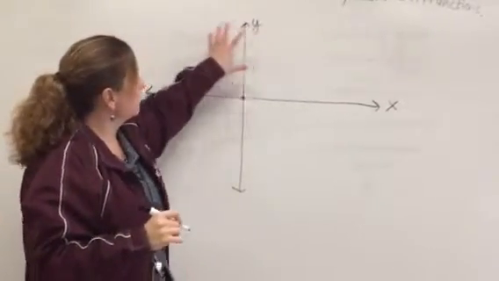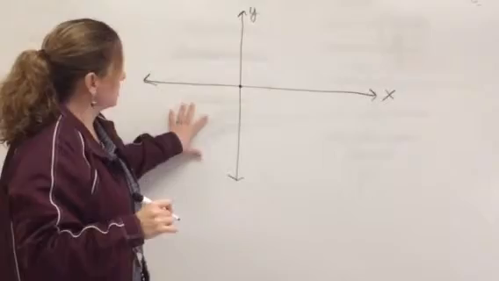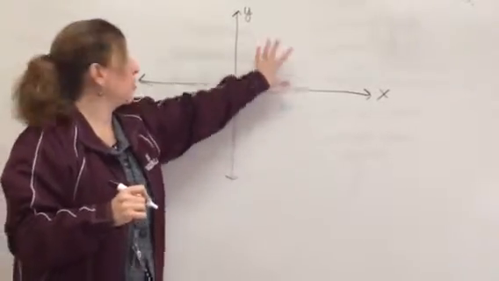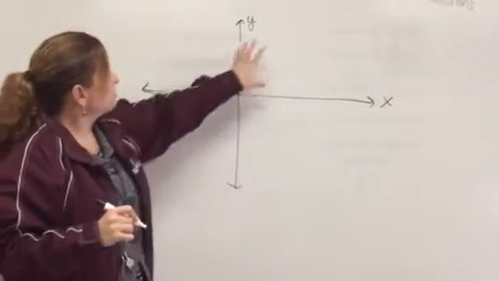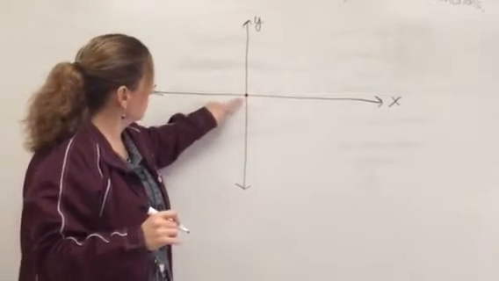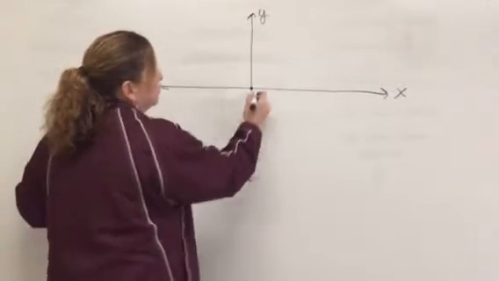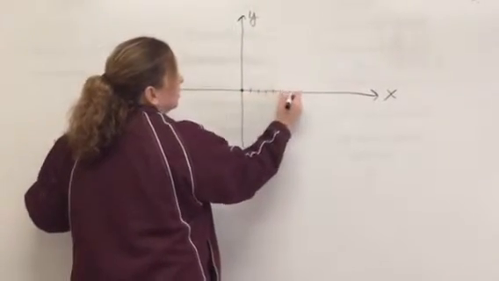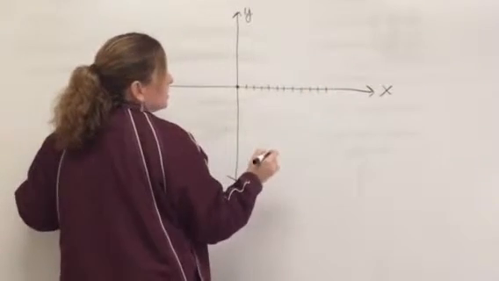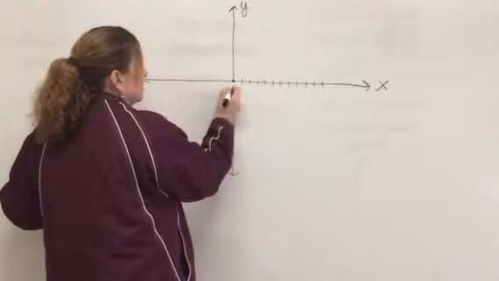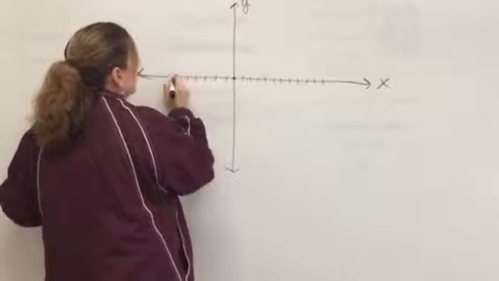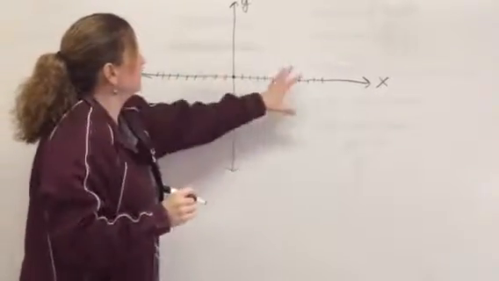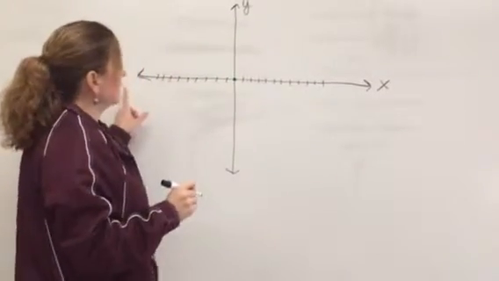Each one of these has a different sign depending on which quadrant you're in, okay? So right here, if this is 0, 0, that means that every number up here is positive, and then because that's 0, every number down here is negative. Okay, so you have your positives and then your negatives.